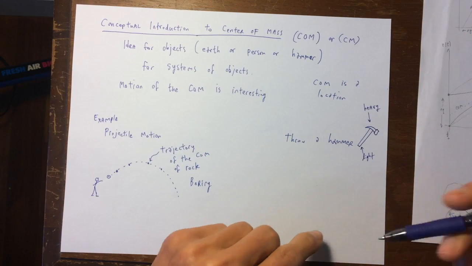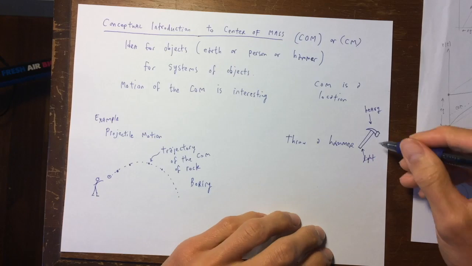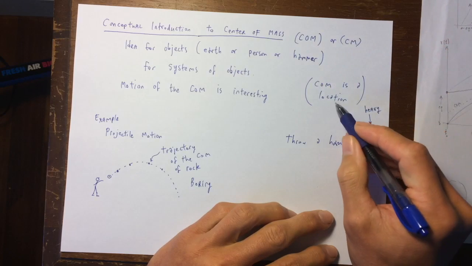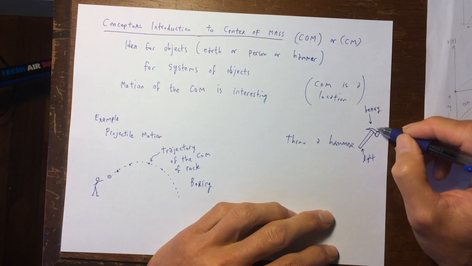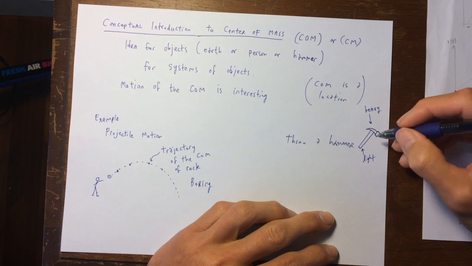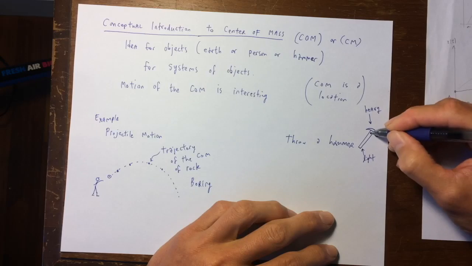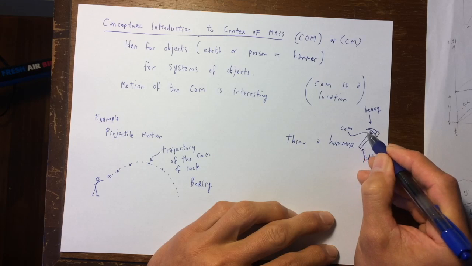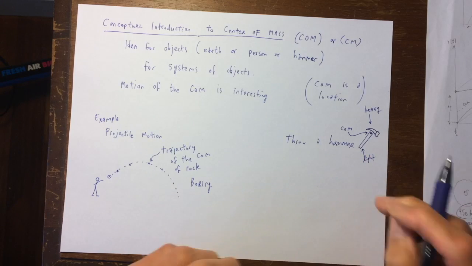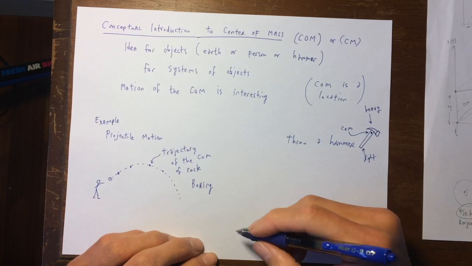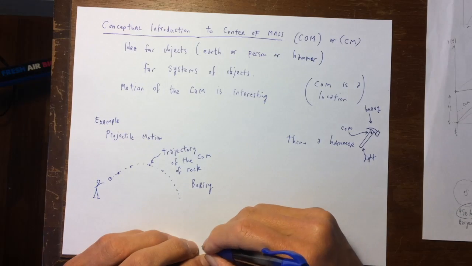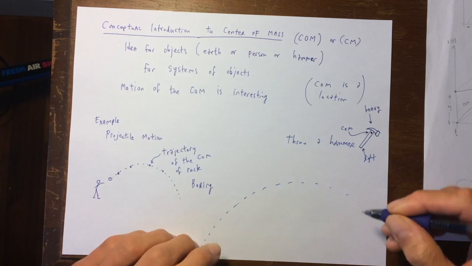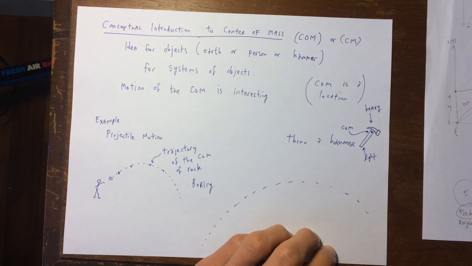But if you do put it into rotation, what's interesting is it turns out that the center of mass is located closer to the heavy end of objects. So the center of mass of a hammer is up here. I'll put the COM right up there. Let me pretend that we've thrown the hammer, and here is the trajectory of a hammer as a projectile.